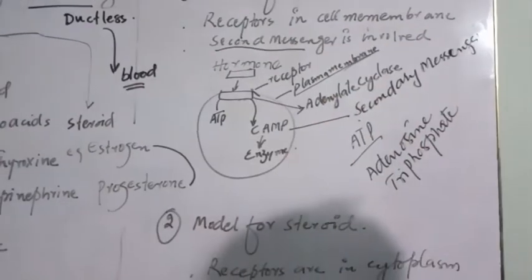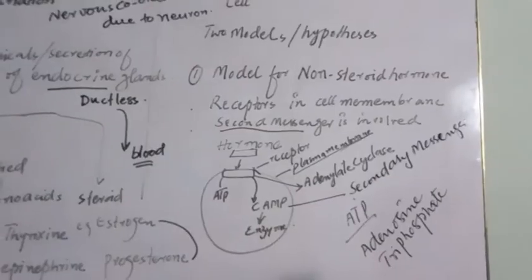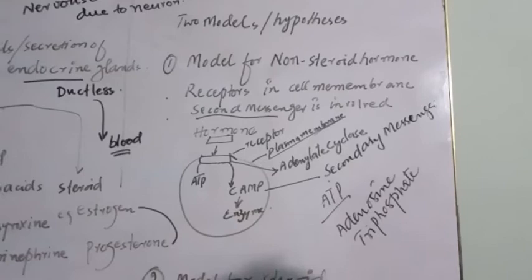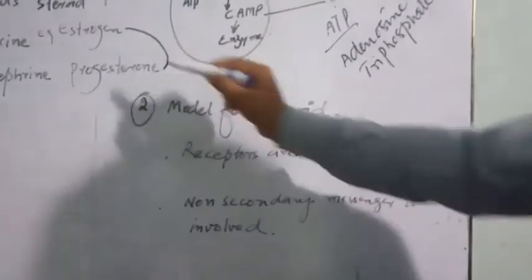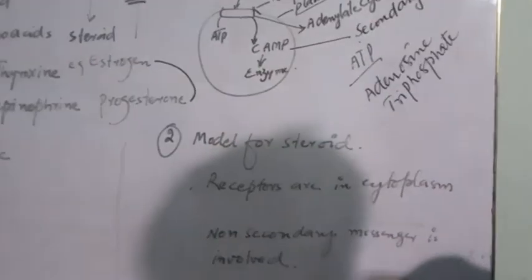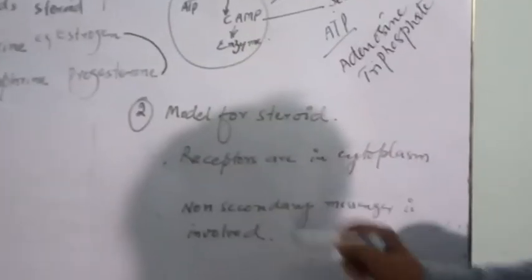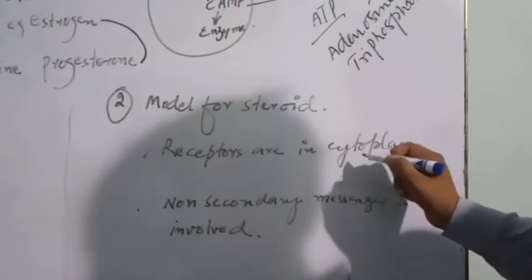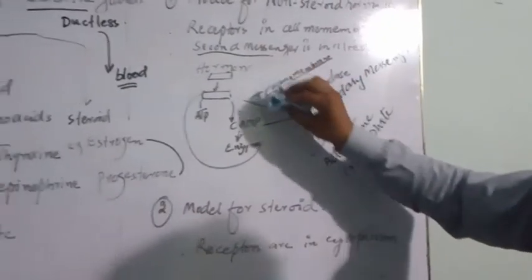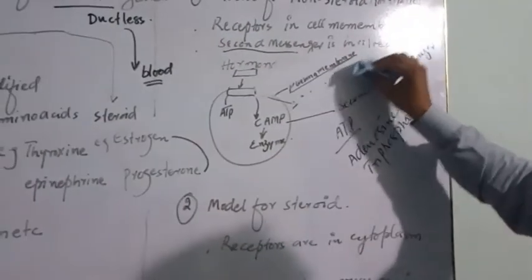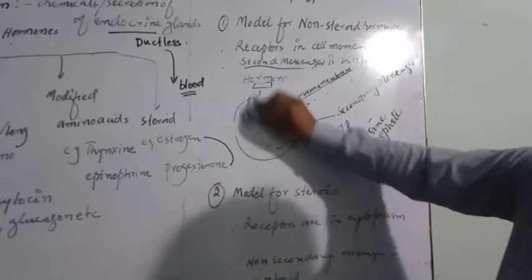So this is the model for the non-steroid hormones, and we have another model that is for steroid hormones, that is, for estrogen and progesterone hormones. In the model for the steroid hormone, receptors are in the cytoplasm. It means there are no receptors in the plasma membrane.